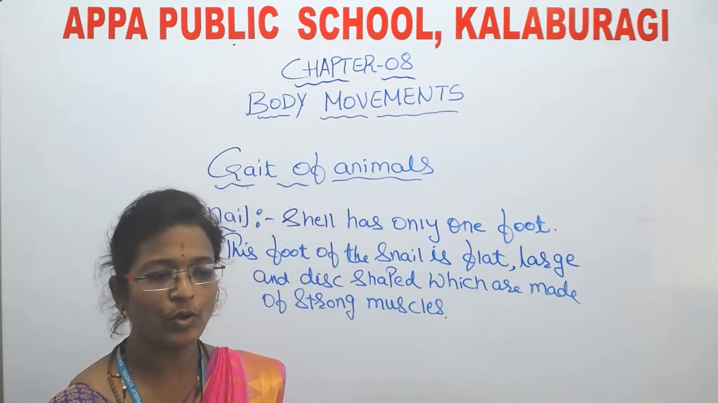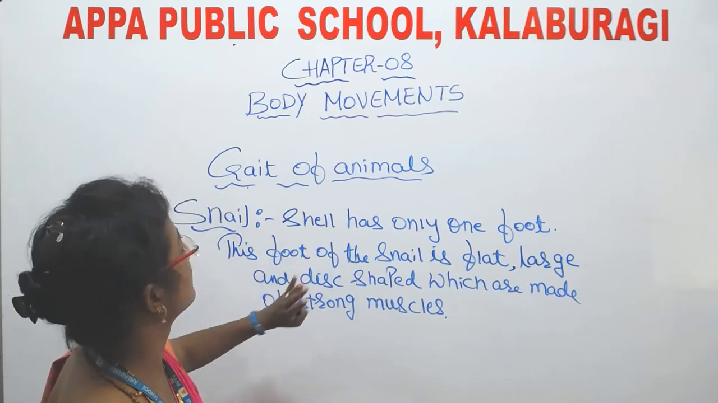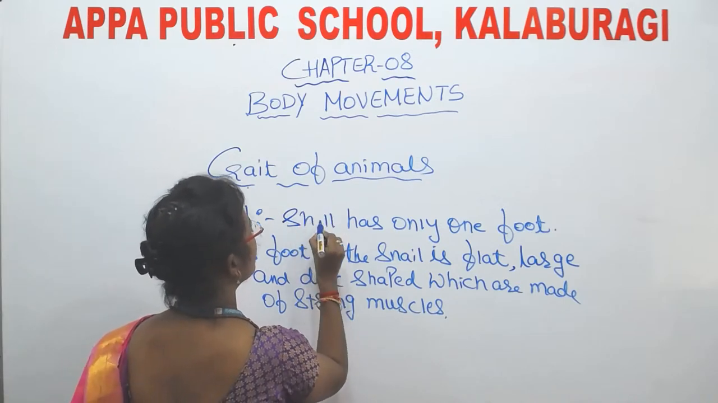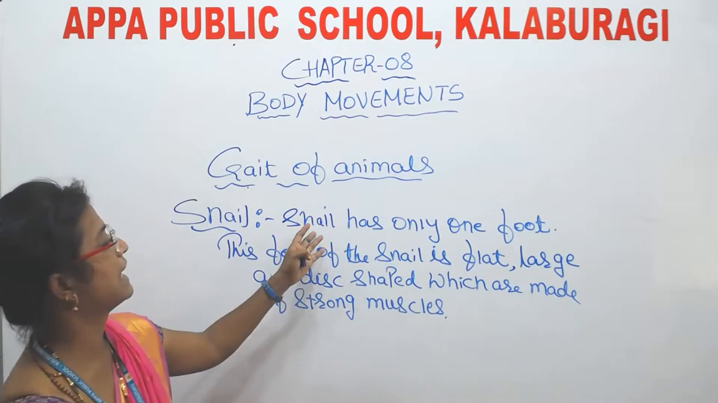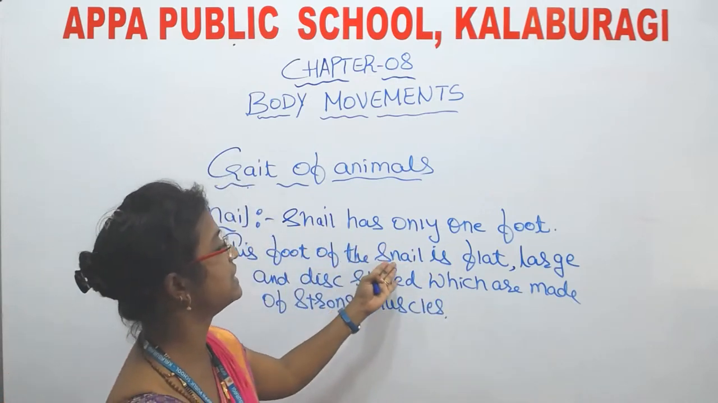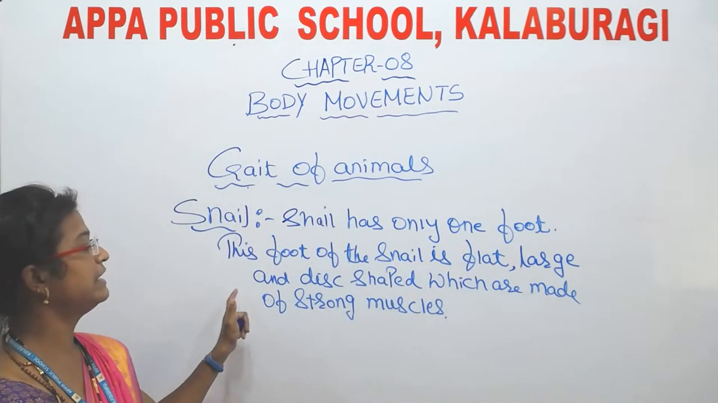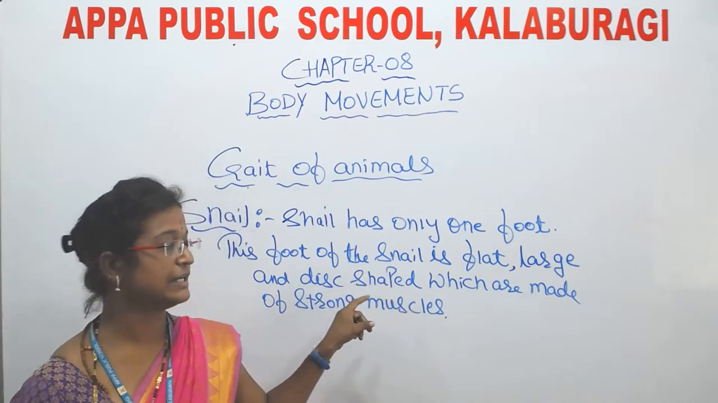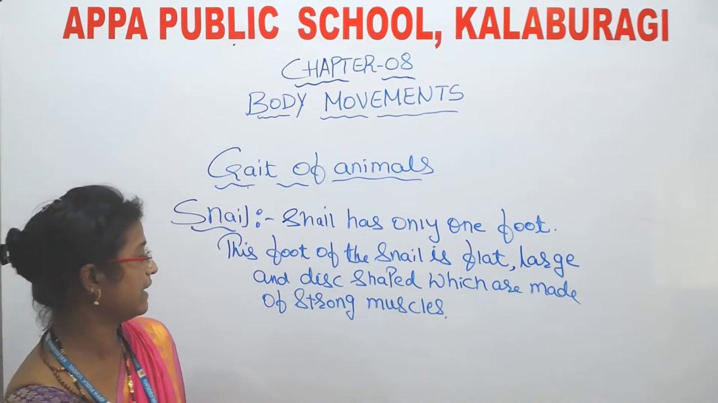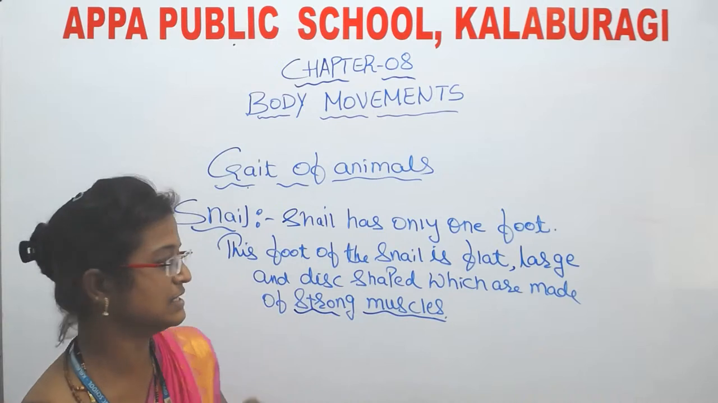Have you observed? Have you seen legs for these snails? No, the snail has only one foot, and this foot of the snail is flat, large and disc shaped, isn't it? So even the foot of the snail has strong muscles. They are made of strong muscles, isn't it?